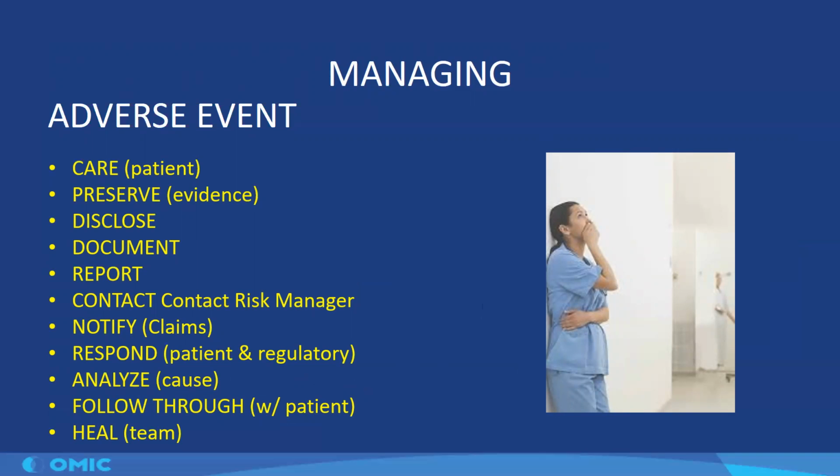Focus in on the care of that patient, what care was provided and is needed as a result of the adverse event. Preserve evidence if equipment failure, for example, is involved. Disclosure to the patient or family of what has transpired. Documentation of the whole care process, what has occurred and what is going to occur, the plan itself. Reporting to outside parties or to outside agencies, depending on their requirements. Seeking advice through your insurance company, such as a risk manager like myself, to help you through that event. To notify the claims department if it has evolved into that type of situation.